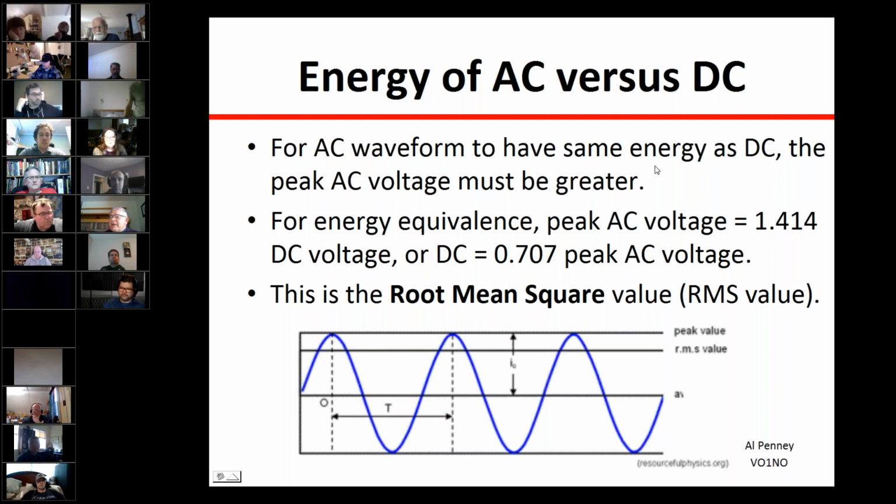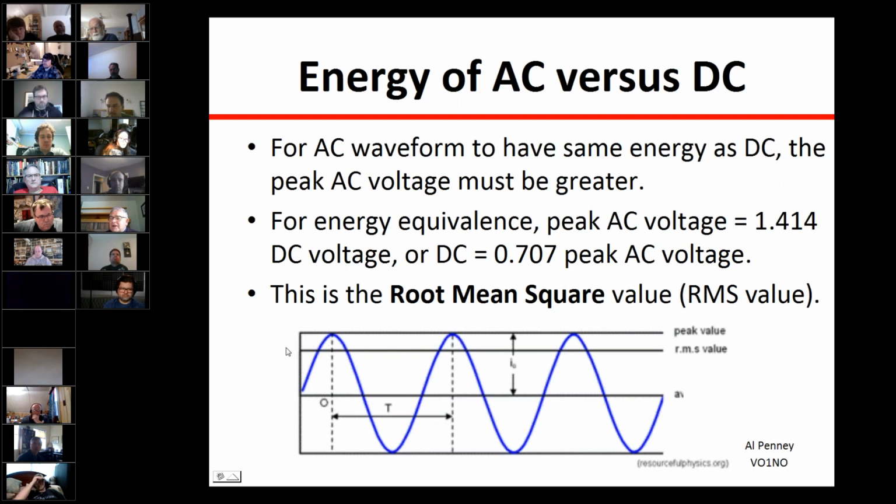To have the same energy as a direct current circuit, the AC voltage has got to be higher. The peak has got to be higher. Now, basically, the amount of energy in this waveform, in this alternating current, is defined by the amount of space, the area underneath that curve. Here, here, here, that.